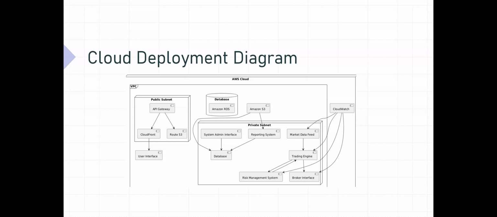And in terms of the deployment structure, the user interface would be deployed on Amazon S3. The market data feed would be implemented using AWS Lambda functions. The reporting system is also hosted on Amazon EC2, which is accessing data from Amazon RDS and storing reports on Amazon S3. And the system admin interface is hosted on EC2 instances within the VPC.